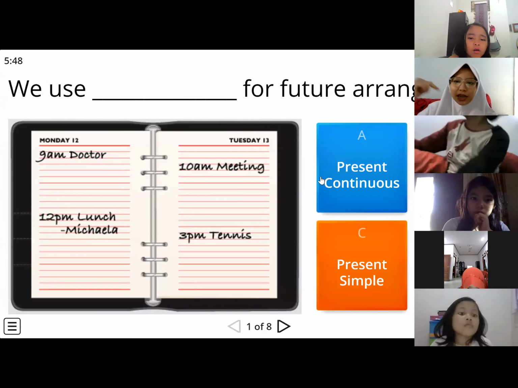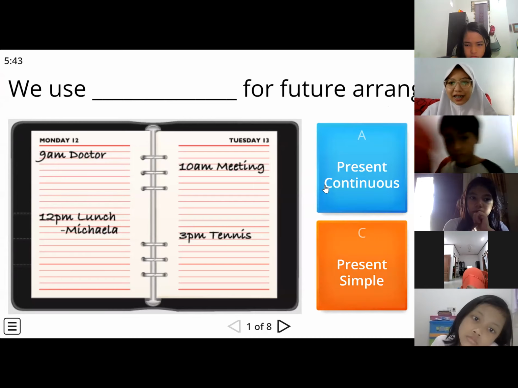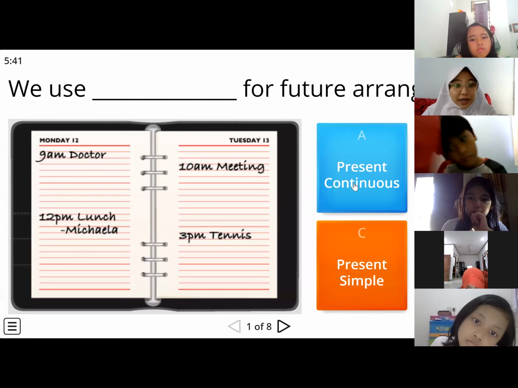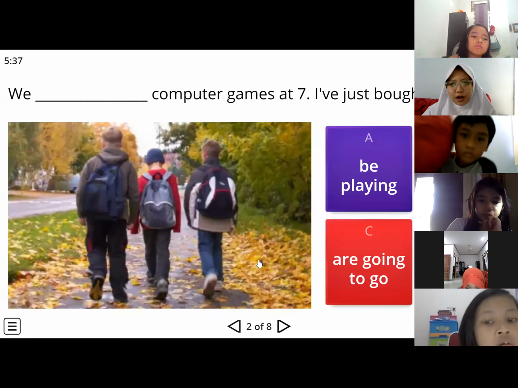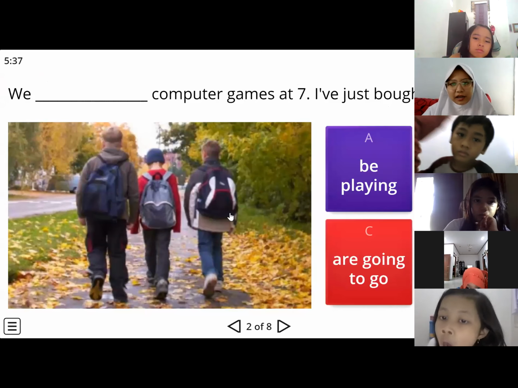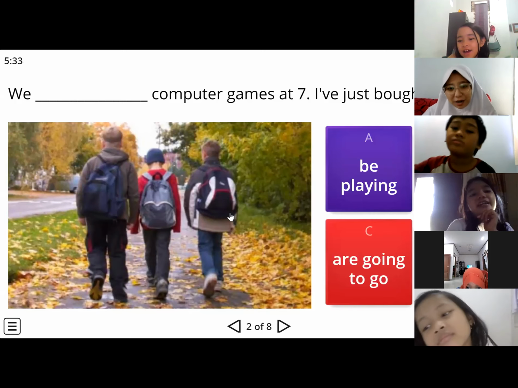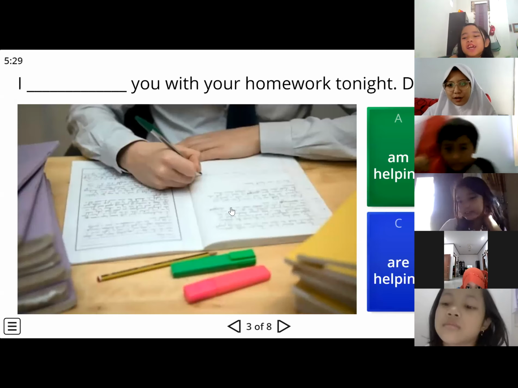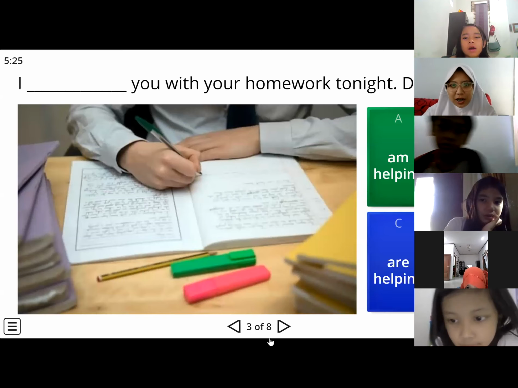What have we learned today? Present continuous, right? So next. We are playing. Are playing. Good job. So this one, you answered it wrong right before.